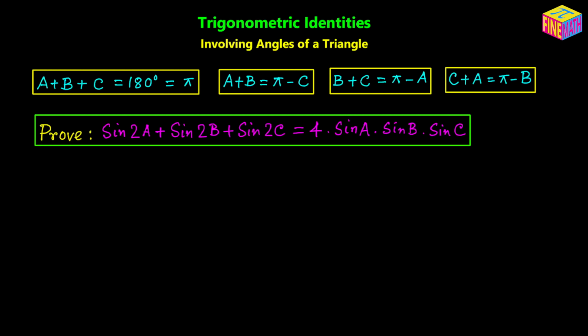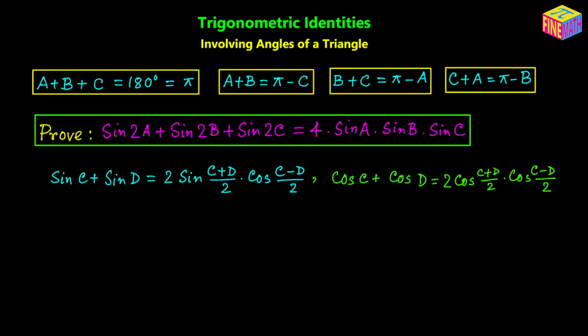Now to prove this identity, we are going to use some of the basic trigonometric concepts here. The first concept that we are going to use is this one, where we know that when converting from a sum into a product, we can use this formula: sine C plus sine D can be written as 2 times sine of C plus D over 2 times cosine of C minus D over 2. And similarly, cosine of C plus cosine of D can be converted into a product like 2 times cosine of C plus D over 2 times cosine of C minus D over 2. So that is one set of concepts that we are going to use while proving this trigonometric identity.